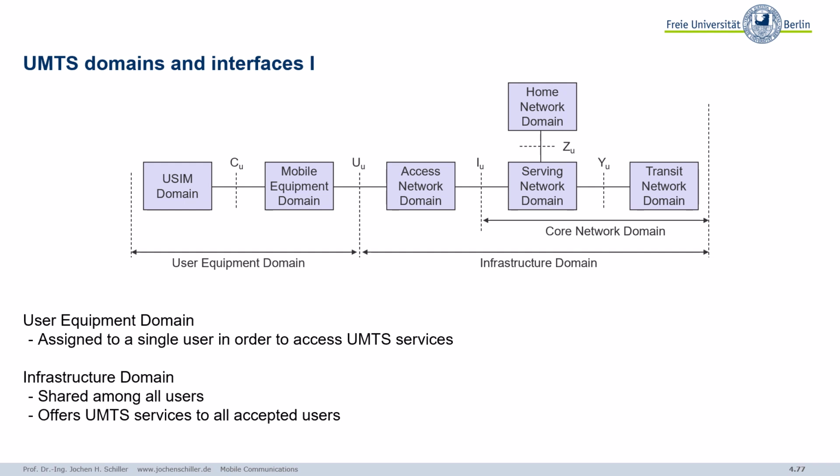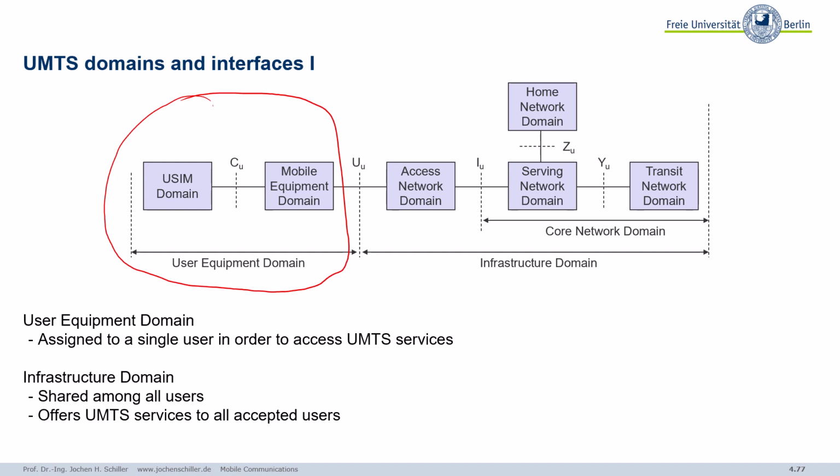Domains, that's something new. The domain, for example, we have for the user equipment. User equipment, here we see our air interface, the UU. Inside the user equipment domain, we see the device, the mobile equipment, and again our SIM. You see still the separation of the SIM, which is now called the USIM with new features, and the device itself. And the user equipment domain is assigned to a single user in order to access the UMTS services.